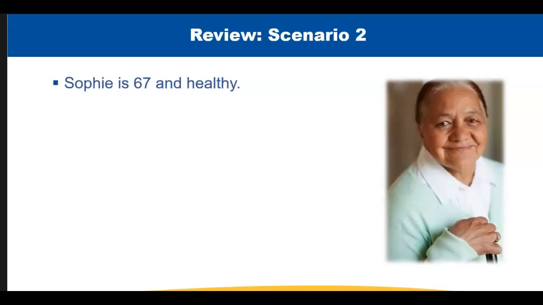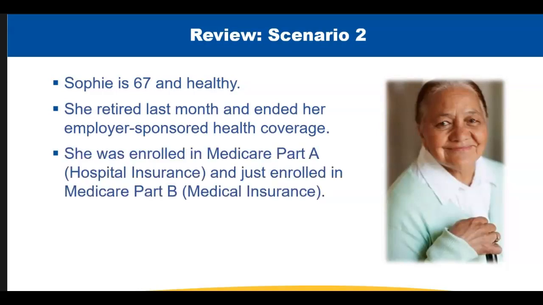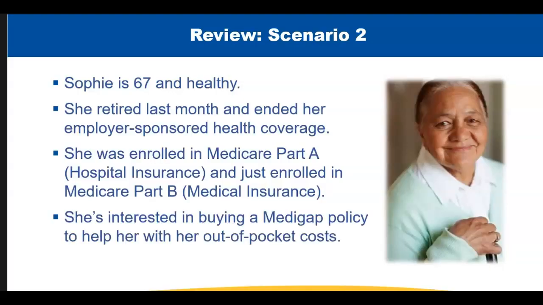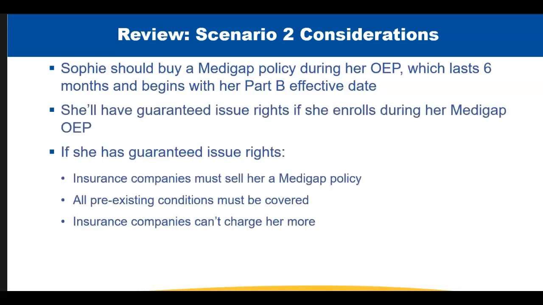Now, on the other hand, we have Sophie, who is 67, and she is retired and ended her employer-sponsored health coverage, and she got Medicare A and B. She's looking at buying a Medigap policy, and what should she think about? Well, first off, we would like her to consider doing it during her open enrollment period, which is 6 months and begins with her Part B effective date. The Part B effective date is the date when you actually legally can access the benefit. That's what is meant by the effective date, by the way. And the reason is because she has guaranteed issue rights, which means the companies have to sell her a policy. All the pre-existing conditions must be covered, and they can't charge her more based on her health status.